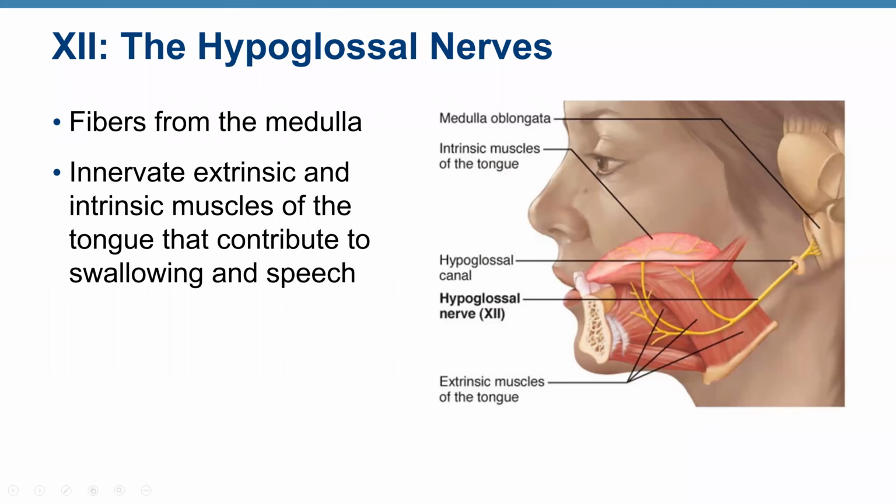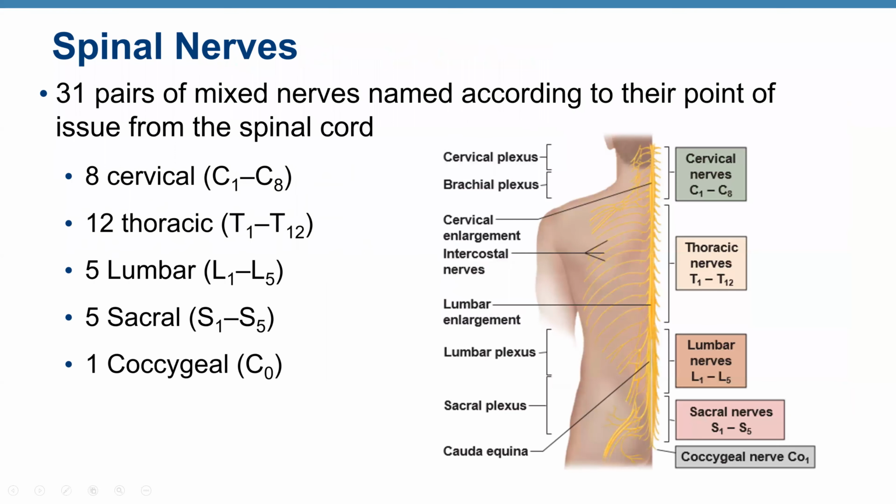And then the last one, 12, hypoglossal. Hypo means below, glossal is your tongue. So fibers from the medulla innervate extrinsic and intrinsic muscles of the tongue and contribute to swallowing and speech. So hypoglossal is for tongue movement. Right, so those are our cranial nerves, and now we're moving to the spinal nerves.